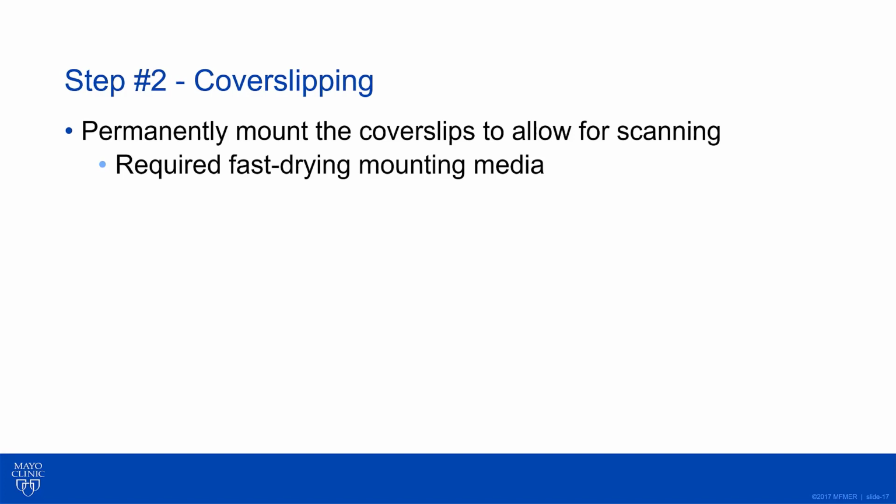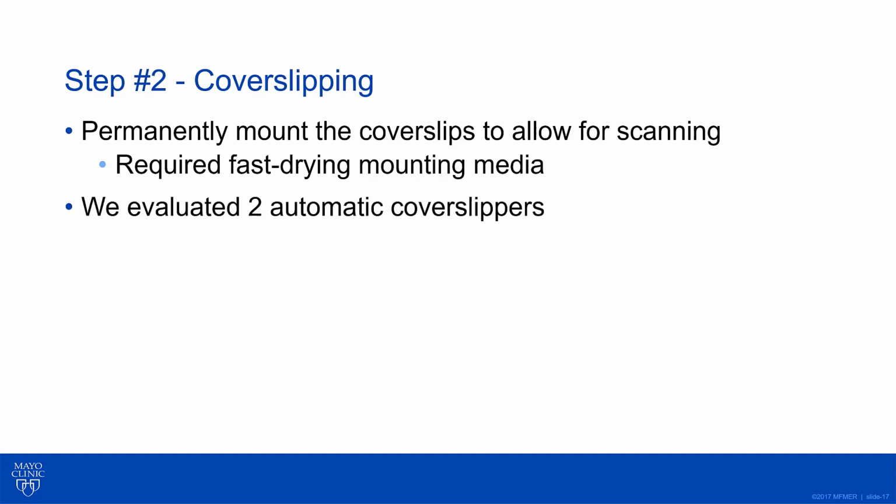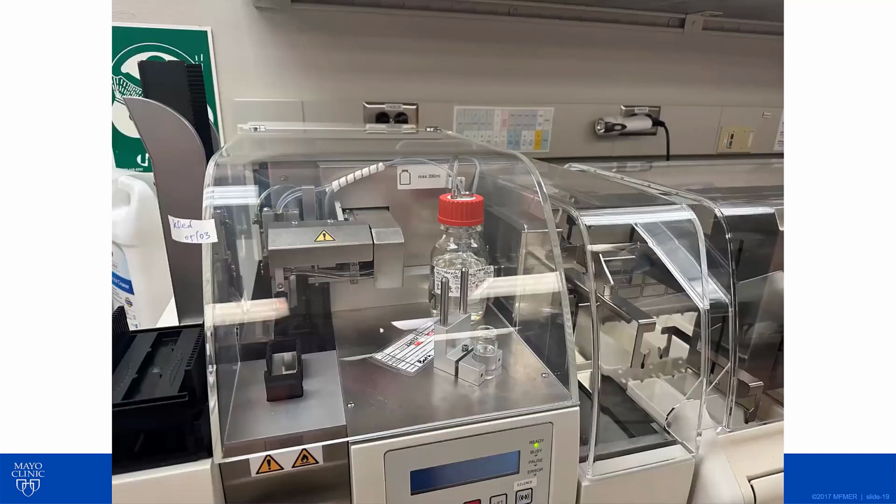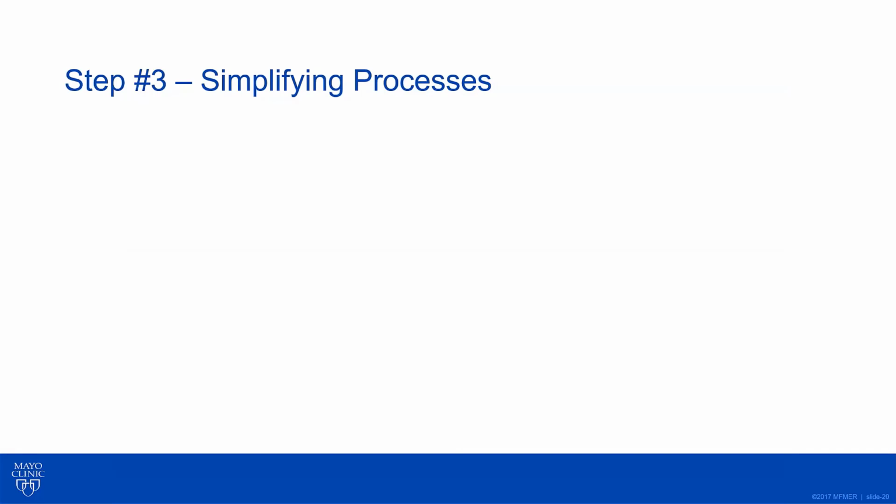So we decided at this point to evaluate two automatic cover slippers, given that we have a high volume and we'd be cover slipping all of our slides. And we ended up going with a cover slipping automated system that articulated directly onto our stainer. And you can see it here. So after our slides were stained, this instrument automatically took them out of the stainer and then cover slipped them one by one.